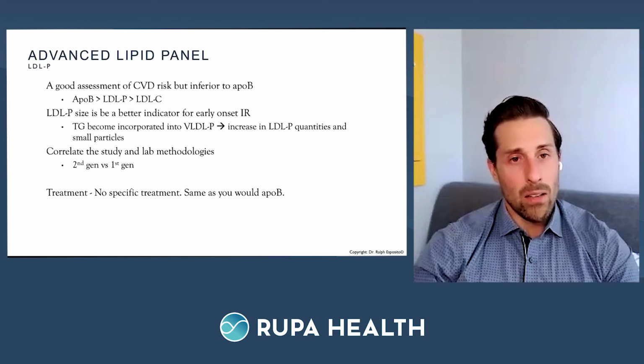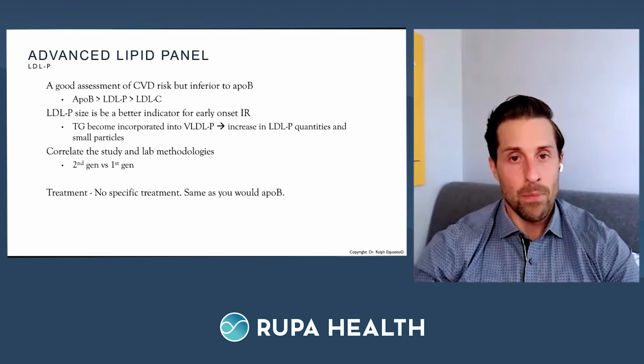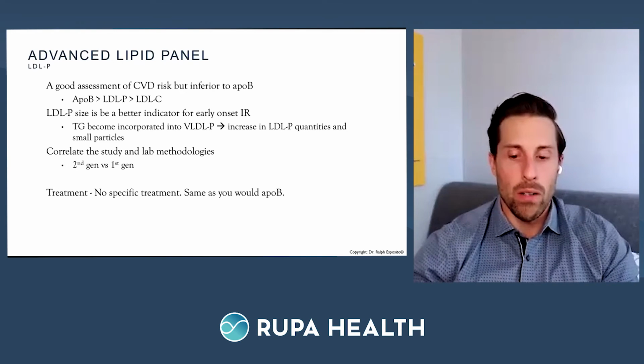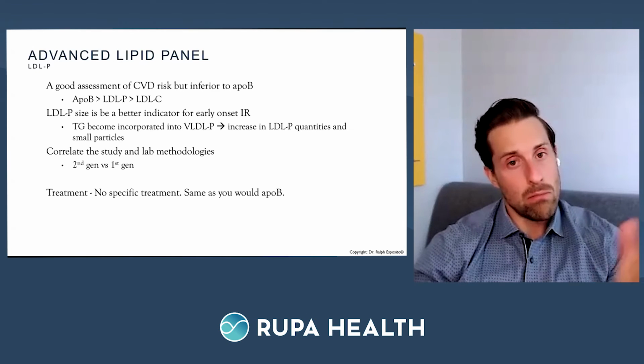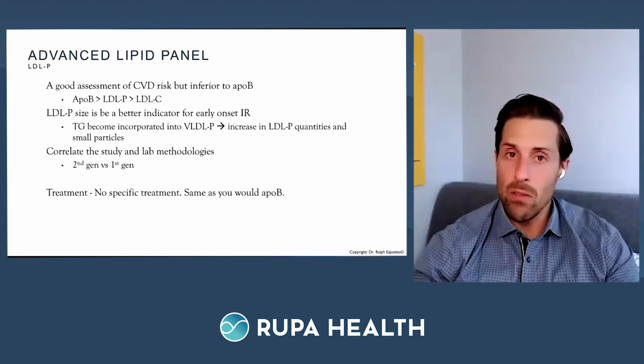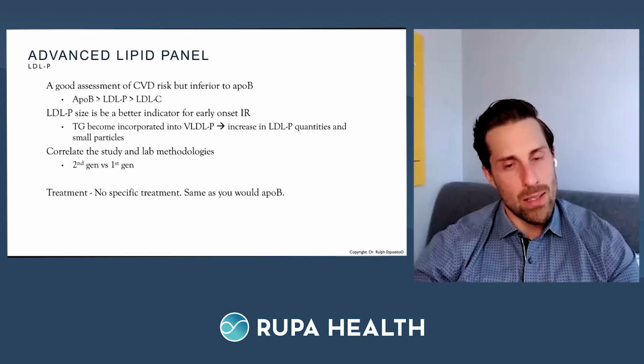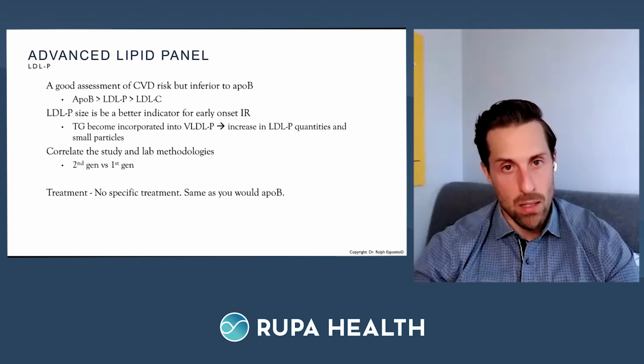Then we look at LDL-P or LDL particle number, very different from LDL-C. If we're really going to talk about what's most important, I would put ApoB as number 1 and LDL-P as number 2. What's really important to understand is LDL particle size is a better indicator, not really for cardiovascular risk. That really, the winner there goes to ApoB, but it's a very important assessment for insulin resistance.